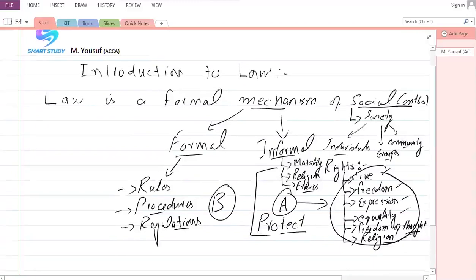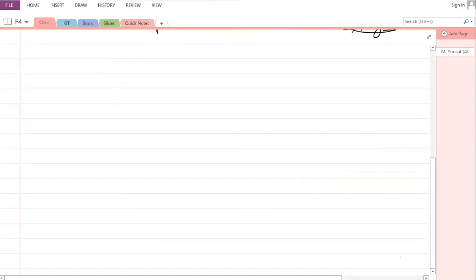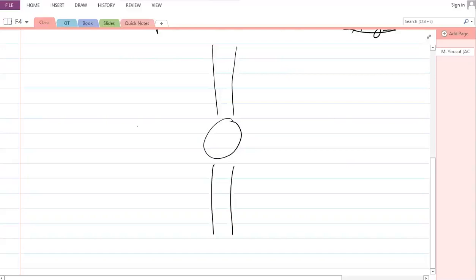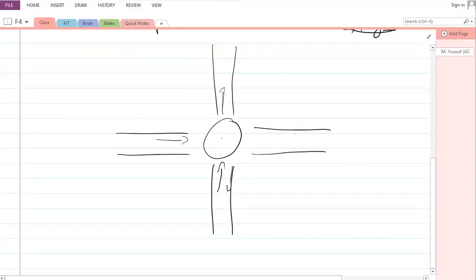So to understand this, let's have an example. For example, this is an intersection. This is a road. This is also a road. The roads are crossing here, and this is an intersection. So there are some cars coming from this way, they want to go to this way. There are some cars coming from this way and they want to go straight. So the traffic is going on and everyone is in a hurry. So how are we going to control this intersection?